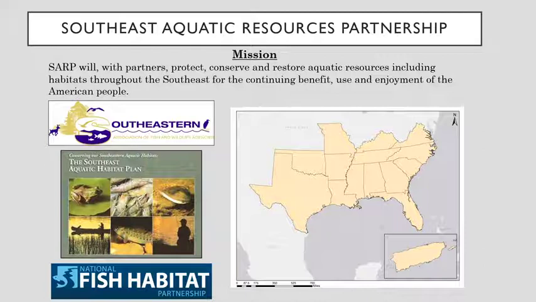And we also have a Southeast Aquatic Habitat Plan that we use to meet our mission to protect, conserve, and restore aquatic resources across political boundaries. And this plan has within it several objectives, one of which is objective number 3, to improve or maintain watershed connectivity. And as many of you probably know, many man-made dams and barriers are very detrimental to aquatic systems.